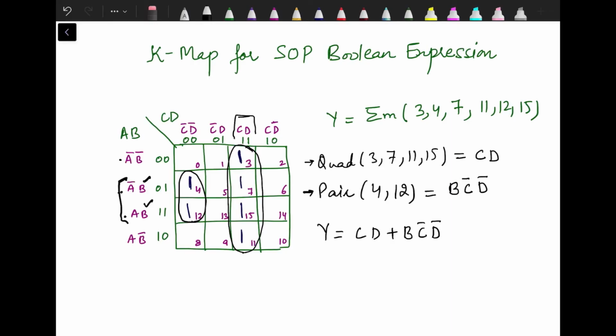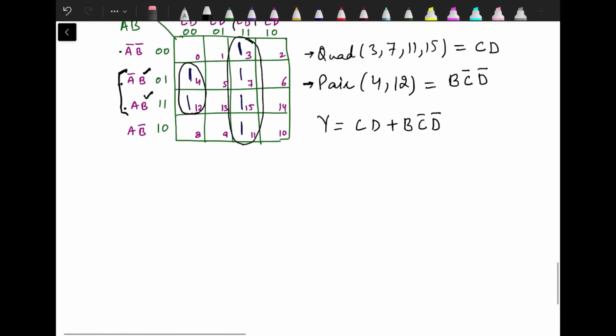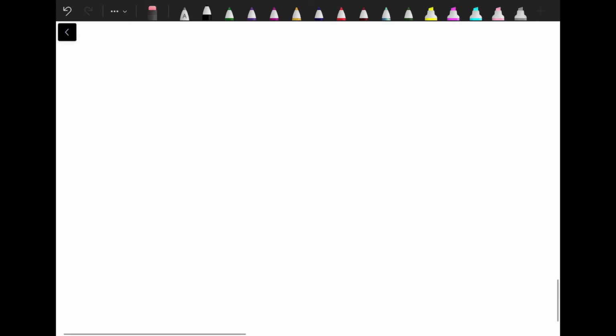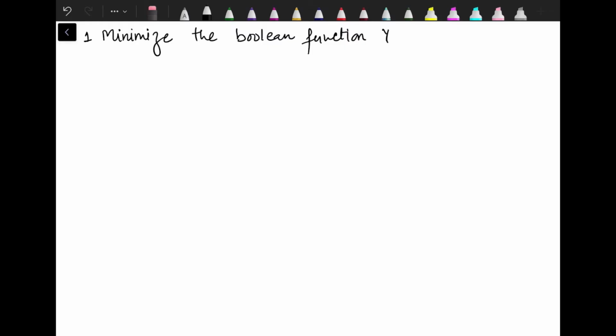Now let's take some examples of the problems which we can solve using K-map. The first one is: minimize the Boolean function y using K-map.